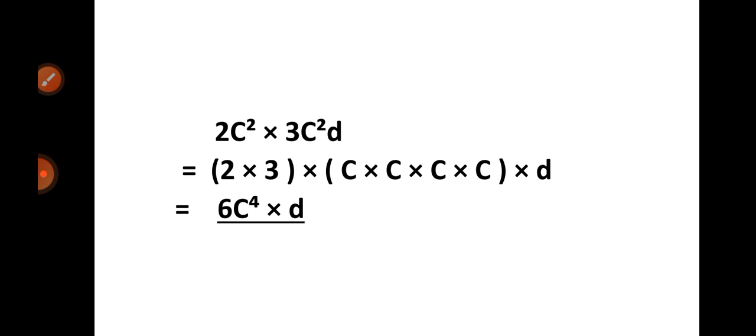Any number that is raised to power 10, make sure that the number appears 10 times. The one raised to power 4, make sure the number appears 4 times. The one raised to power 3, make sure the number appears 3 times.